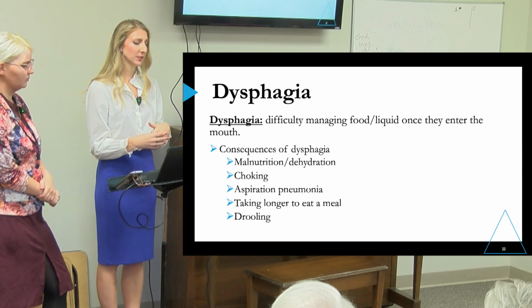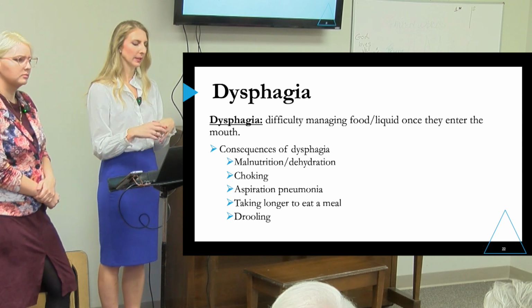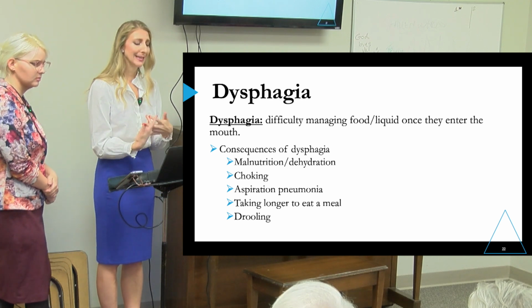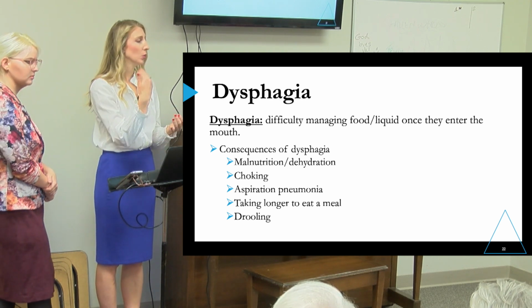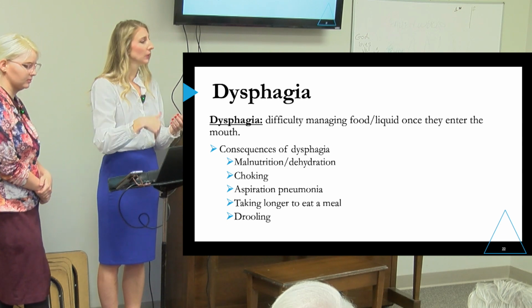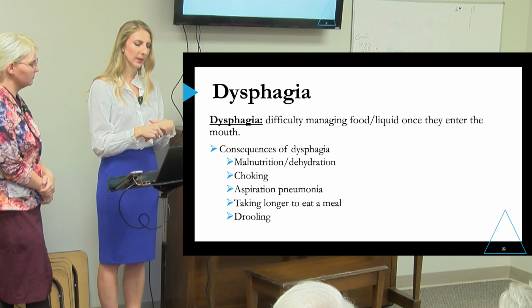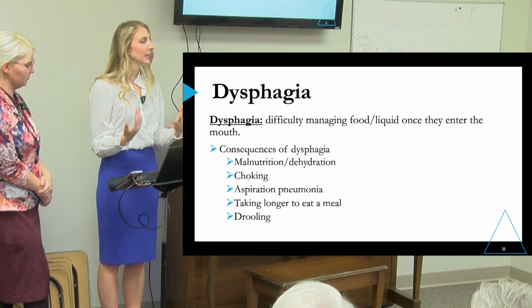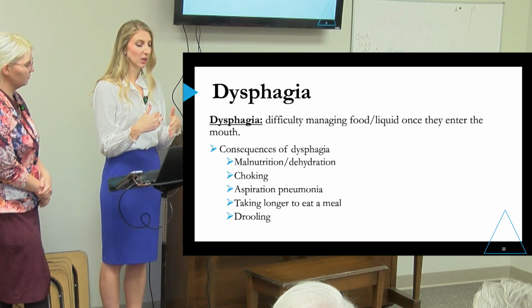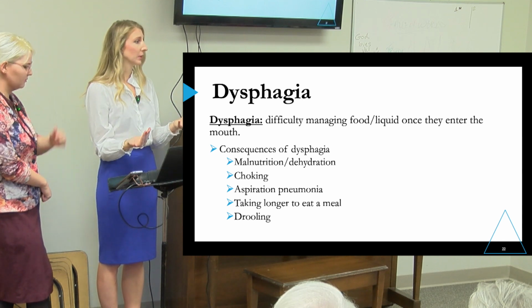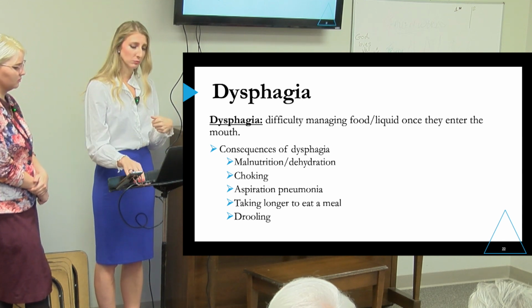And consequences of dysphagia are why we're really concerned about it. So it can cause malnutrition or dehydration, choking, aspiration pneumonia, so material that you're swallowing or material from your stomach, like reflux coming up and going into the airway, causing an infection, taking longer to eat a meal, which kind of goes along with the malnutrition and dehydration. If it takes you longer, you're going to be burning more calories typically, and drooling.